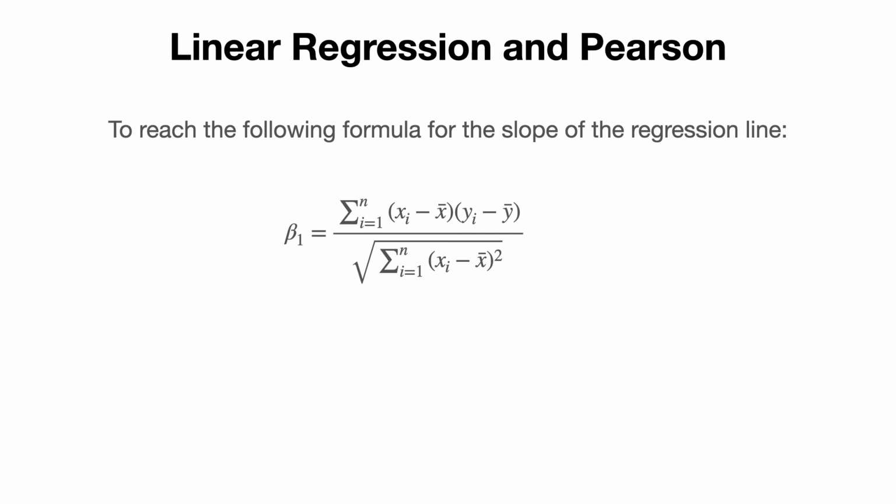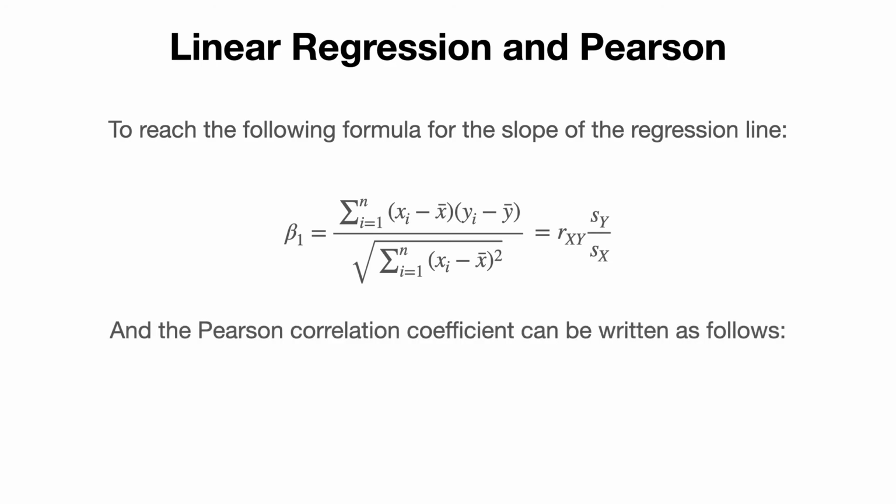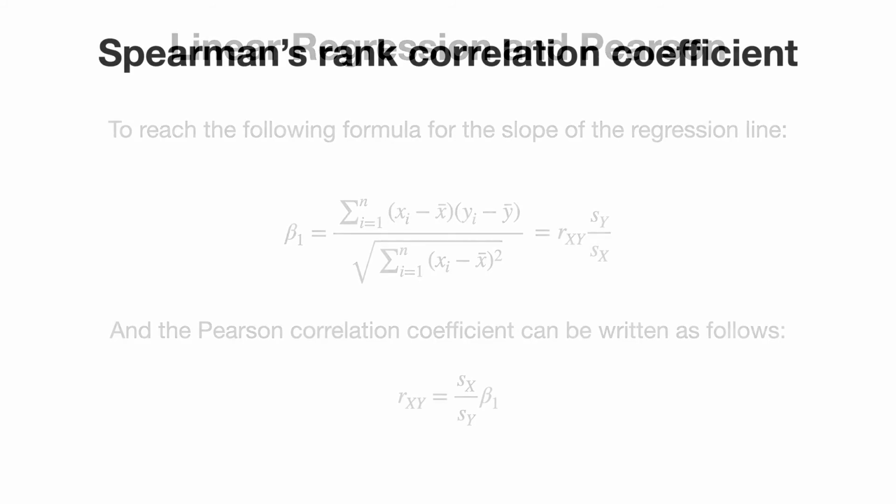And I think the interesting thing is that we can reach formulas again. All of these formulas can be calculated very easily in code. But the interesting thing is that there is a strong connection between the Pearson correlation coefficient and this slope, where S_x and S_y are the corresponding sample standard deviations.